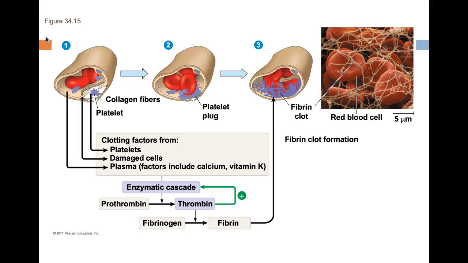Other things that are helpful in sealing up that scrape or cut are platelets. Damaged cells can help too. And then things from plasma like calcium and vitamin K help to form the clot in those fibers so that somebody doesn't keep bleeding.